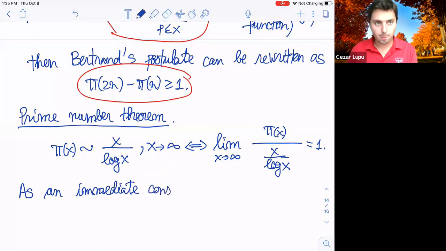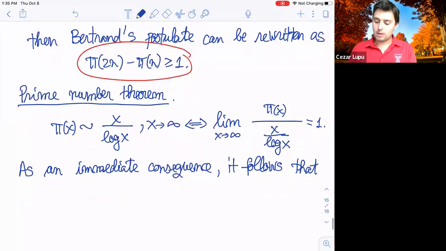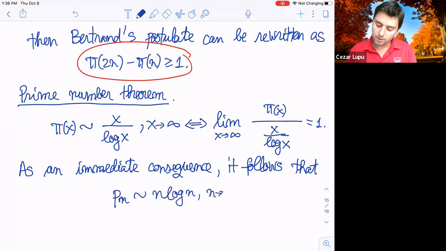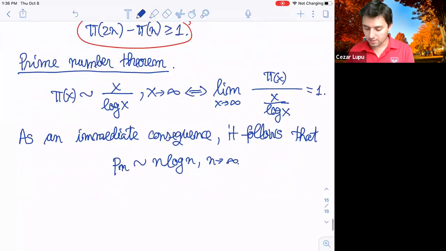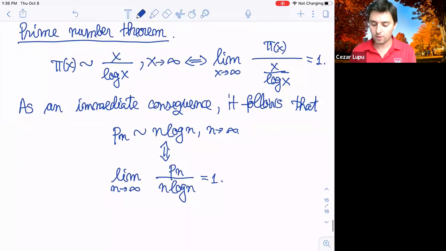As an immediate consequence, and I don't want to prove this, it follows that Pn is equivalent to n log n as n approaches infinity. This Pn is the nth prime number. Or if you want, you can write it in this way: the limit as n approaches infinity of Pn over n log n is 1. Again, log n is the natural log.